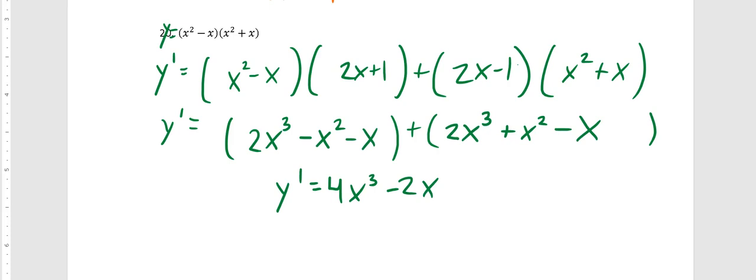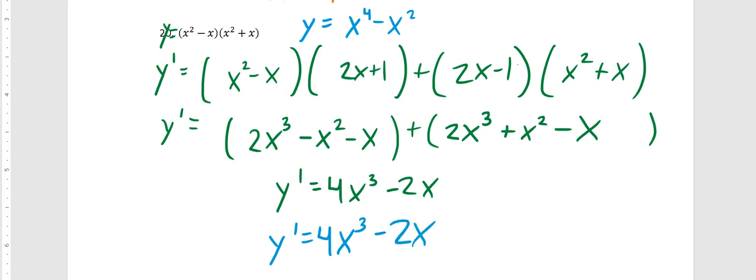I probably instead would rewrite y. If I rewrite y by distributing it before I even do the derivative, it's a minus b times a plus b. It's difference of squares. It's going to be x squared squared minus x squared. Derivative of that is 4x to the third minus 2x. I got the same answer, but I don't have as much fun doing it. Maybe I want to do it the green way. I don't know. Up to you.